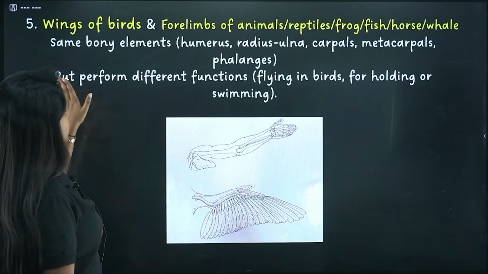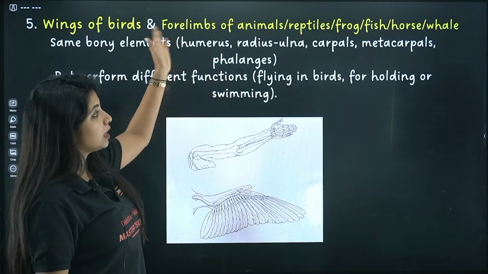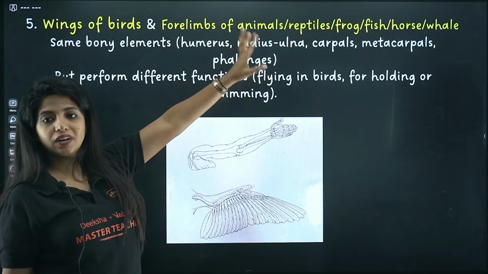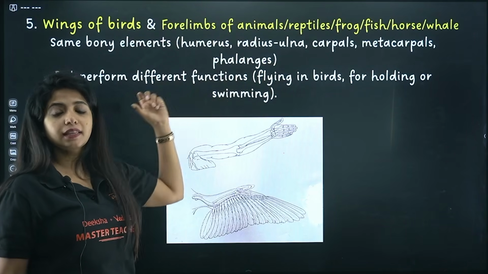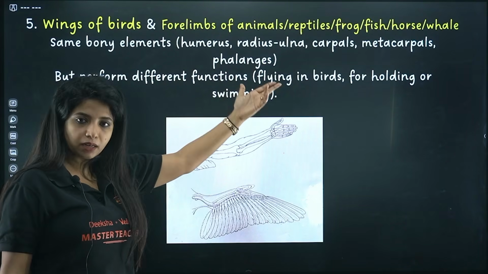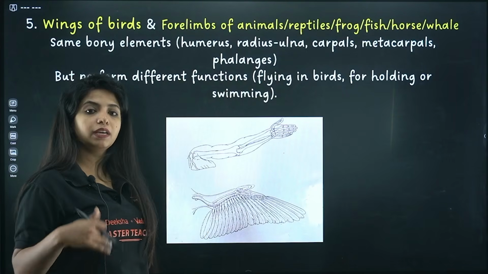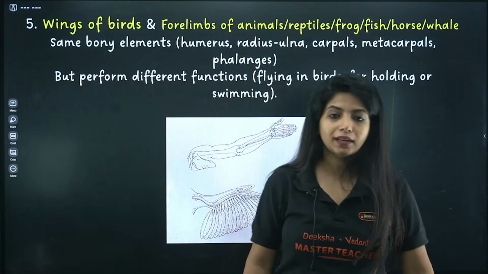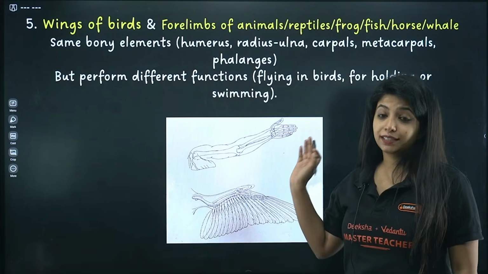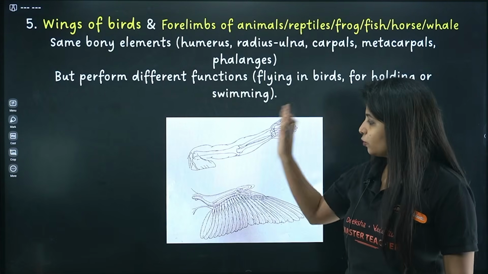So you have to write that they perform different functions. Even though they have the same internal structure of humerus, radius, ulna, carpals, metacarpals, they show different functions: flying in birds, holding or swimming in the case of animals, or in human beings. Cool. So this is something that you may also get. Again, you can get a picture.